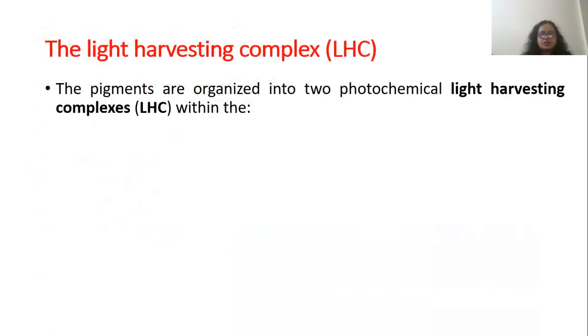Now first we will study what is light harvesting complex. As the name indicates, light harvesting complex means absorbing the light energy. We discussed in the previous lectures that there are some pigments in the chloroplast which are generally responsible for the absorption of light energy, and these pigments are organized into two photochemical light harvesting complexes within the chloroplast. So what are these light harvesting complexes? These are organized in photosystem 1 and photosystem 2. So we will study these two photosystems separately.